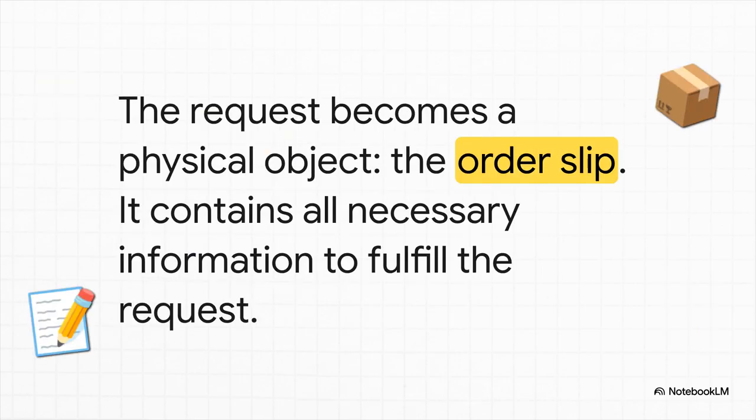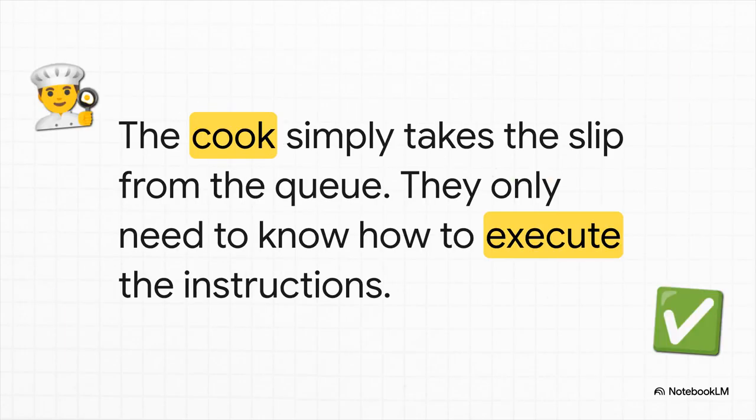Okay, now here's where it gets really interesting. That request, "I'll have the steak medium rare," actually becomes a physical thing, the order slip. That little piece of paper has all the information needed to get the job done, and it exists completely separate from the person who made the order. The cook can now just grab that slip from the queue. They don't need to know which customer it's for, they don't care which waiter took the order. All they need to know is how to read that ticket and follow the instructions. The request and the execution are totally separate worlds.